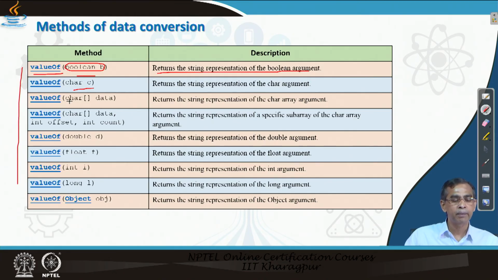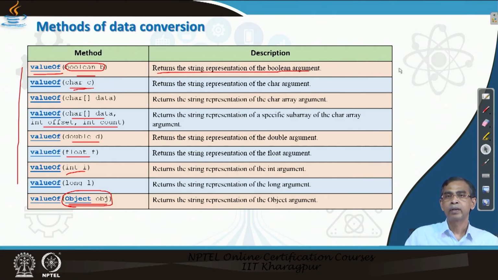Here a character, or a portion of character data, can be represented as a string. A double can be converted to a string, a float value can be converted to a string, int, long and so on. Here an object also can be converted to a string. This means that any type of value you pass will be converted into a string, and this is an interesting property that I will explain.